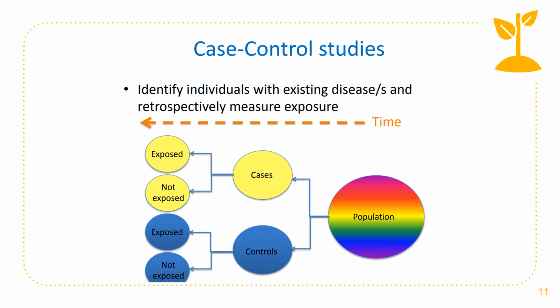Then coming to case control studies: identify individuals with existing disease and retrospectively measure the exposure. Exposed, non-exposed, exposed, non-exposed; cases, controls, population. Here we are going back. I have already told you, the outcome is there. We are going to check the exposure. How? Population you have to take, you have to distribute into cases and controls. Then under cases, exposed and not exposed. Under controls, exposed and not exposed.